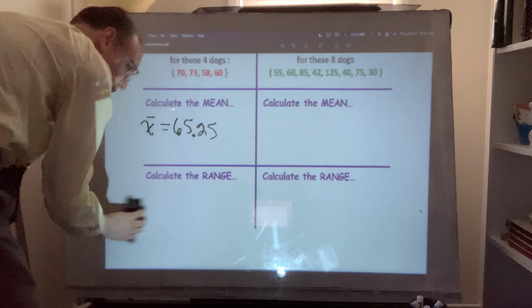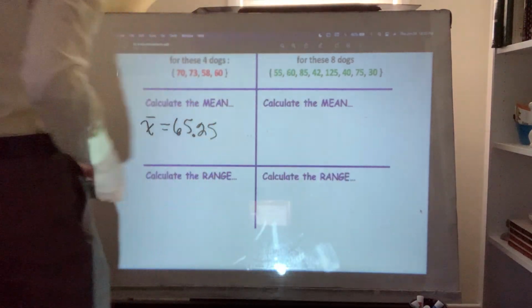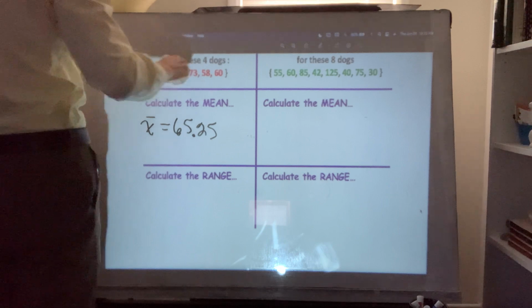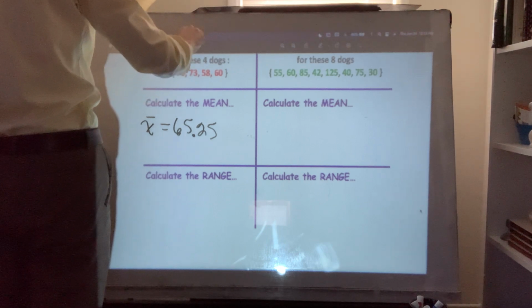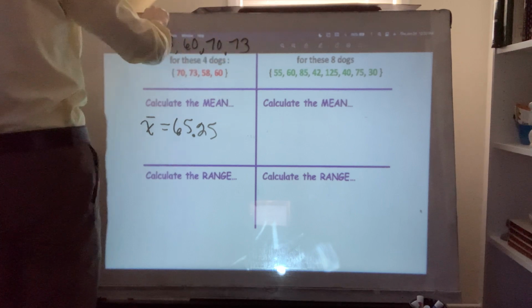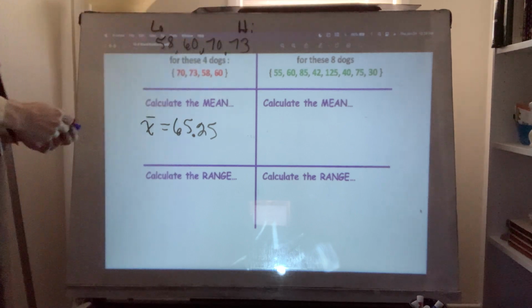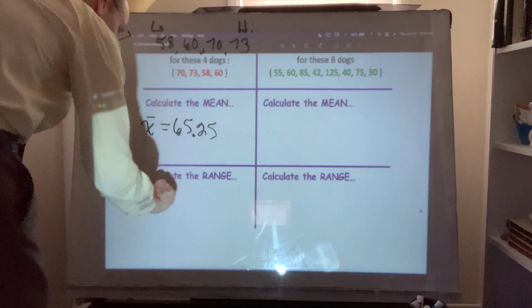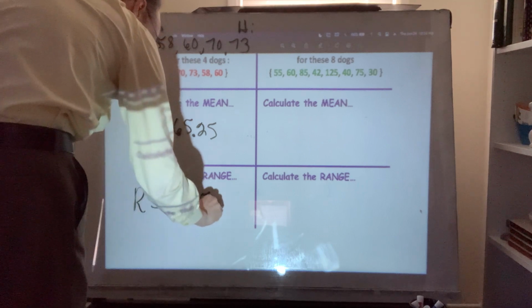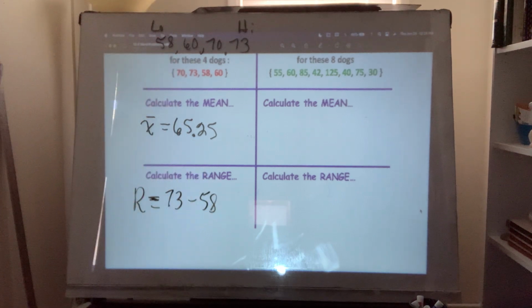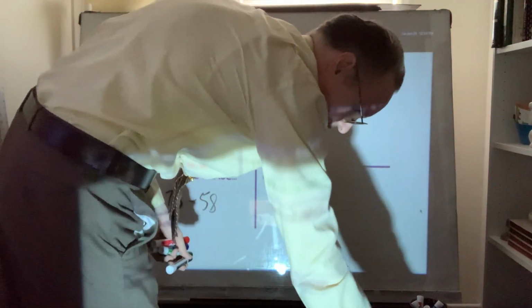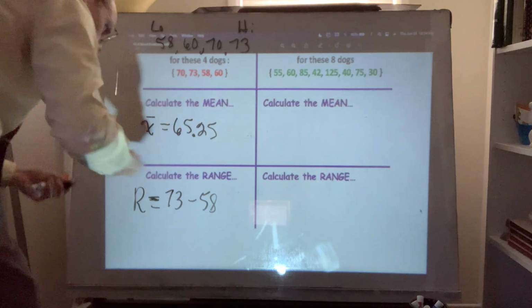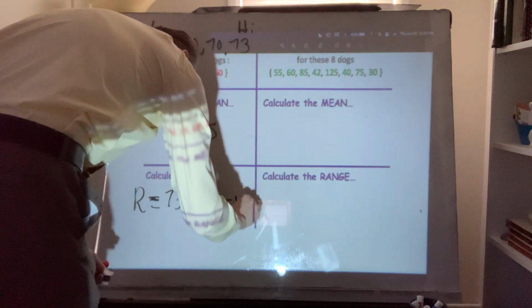If we were to calculate the range, this is the reason why you might want to put this in numerical order first. It would be 58, then followed by 60, 70, and 73. This would be the low value, and this would be the high value. The range would be 73 minus 58, which is how much? 225, it looks like? 15 rather. Yeah, 15. So 15.